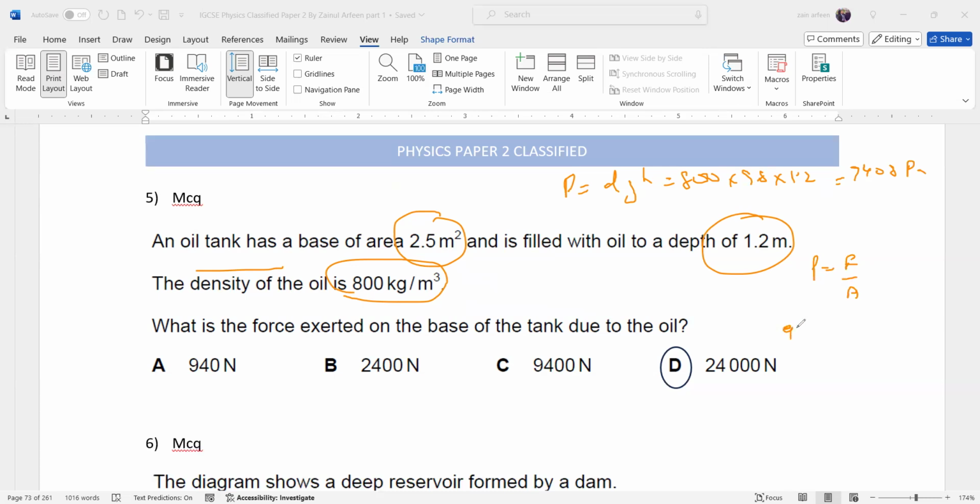We need the force, so pressure is force over area. Pressure is 9,408. Force we don't know. And what about the area? 2.5. So 2.5 is divided, on the other side it will be multiplied. So 9,408 times 2.5 will make 23,520 Newton, which is about 24,000 Newton. So D will be the right answer for this. Is this one clear? Yes, yes, sir.